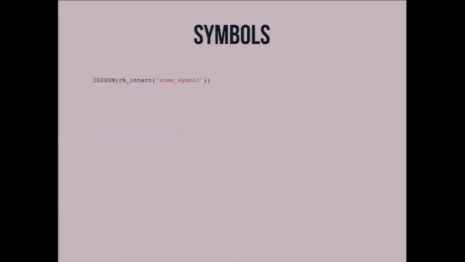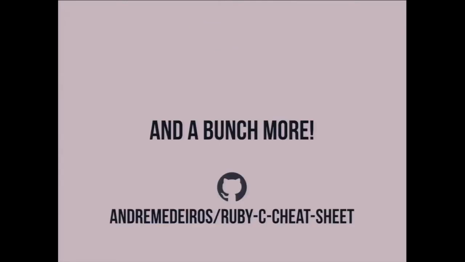And finally, the symbols. This is pretty much the only thing you need to know. This is how you create a symbol. And there's a bunch more stuff that you can do with it. This was just obviously a brief introduction. I've put up on GitHub a cheat sheet of a lot of the Ruby C API. It's a work in progress as well, so I'll be adding more. Keep an eye on it if you're interested.